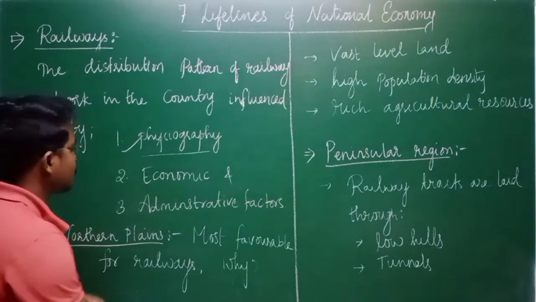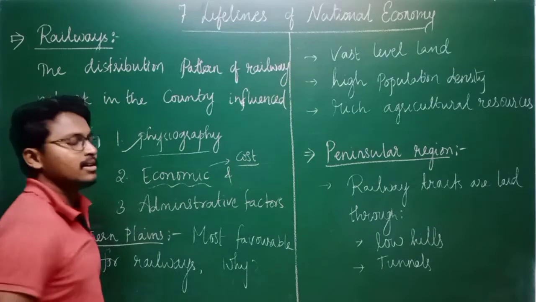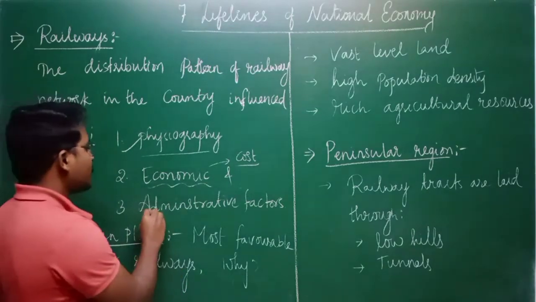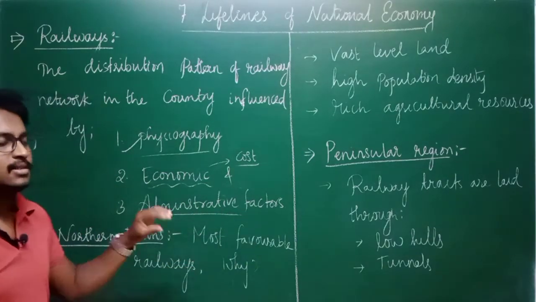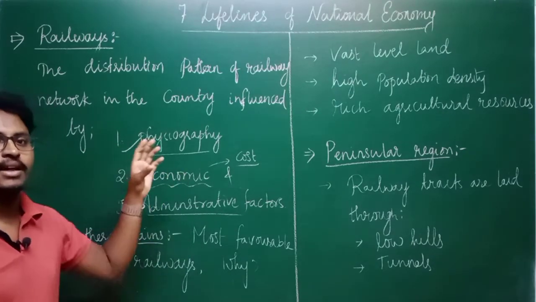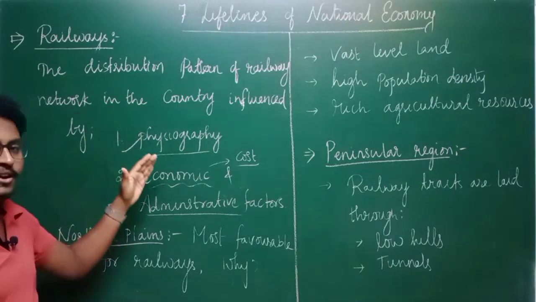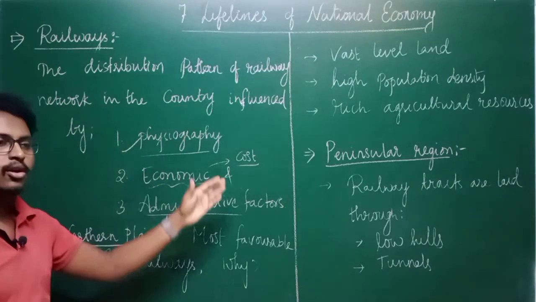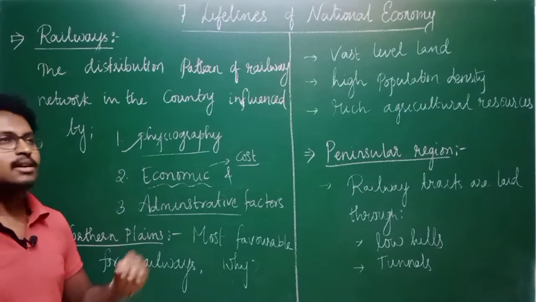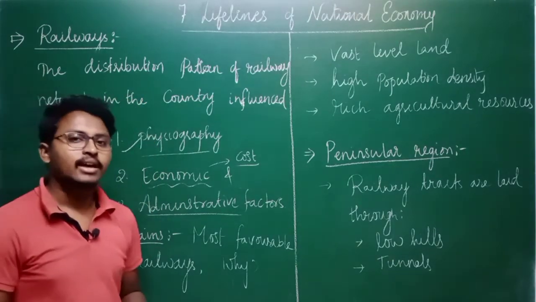Then the next one is economic. Economic means the cost of laying the tracks, and at the same time administrative factors, which means government rules and regulations and how they are administering those areas. So depending upon these three factors, physiography, economic, that means the cost, as well as administrative factors, the construction or distribution pattern of railways was influenced.